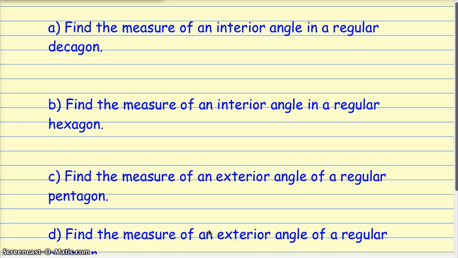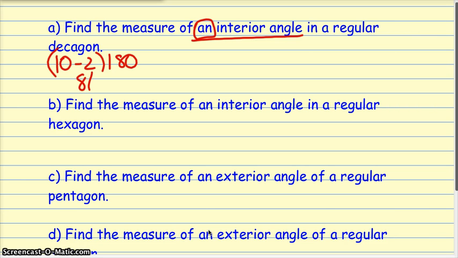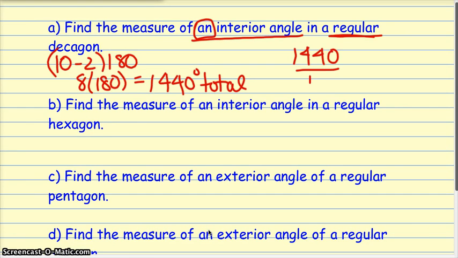Find the measure of the interior angle of a decagon. I want the measure of a single interior angle. Well, a decagon has 10 sides. 10 minus 2 times 180 tells me that the entire decagon has 1,440 degrees in it total. Well, if a decagon is made up of 10 sides and 10 angles, and if it's regular, all those angles are the same, so 1,440 divided by 10 is going to give me the measure of just one of those angles, so it's 144 degrees.